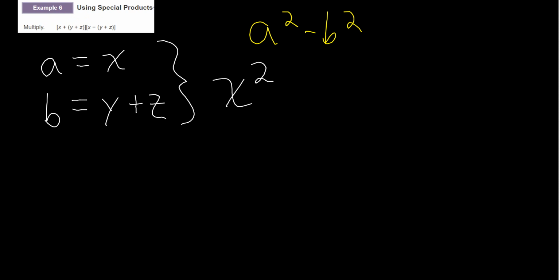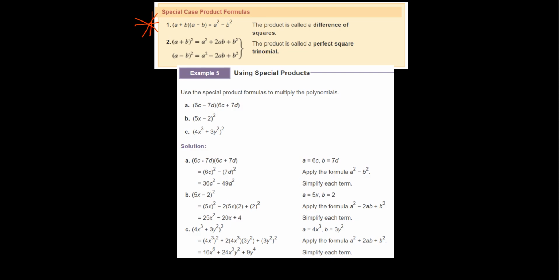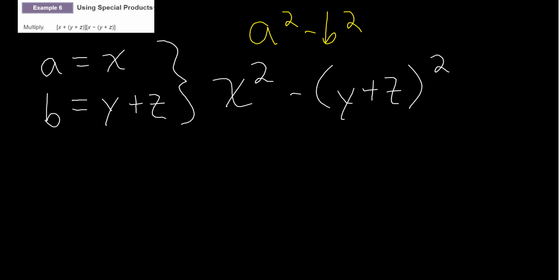So I know from my special case product formula that this just becomes a squared minus b squared, right? So all I have to do is put a square on them, essentially. So I've got x squared minus y plus z squared. Luckily for us, we also have a formula for y plus z squared, don't we? That's the same thing as a plus b quantity squared. And on the previous page, we saw that that is a squared plus 2ab plus b squared.